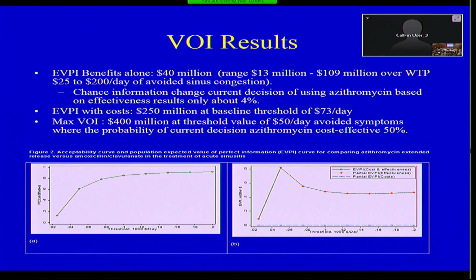So I'll just summarize. Basically, what we discover is that if you ignore cost, there's relatively little value of additional study because we're pretty sure that azithromycin is better. Once you include costs, there's much more value of research because the net benefit accounting for costs is smaller. So it gives you an idea of quantifying the value of these things.